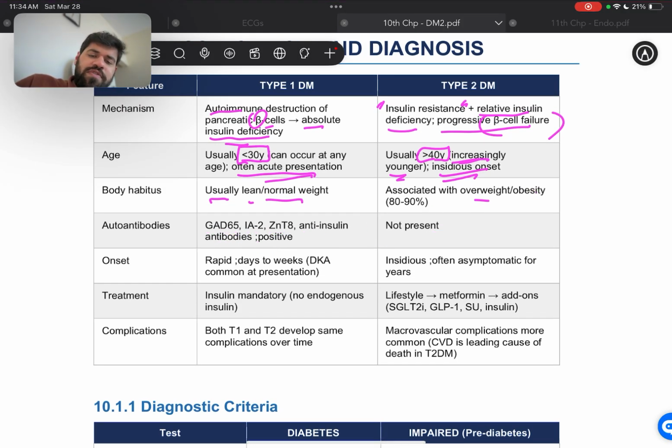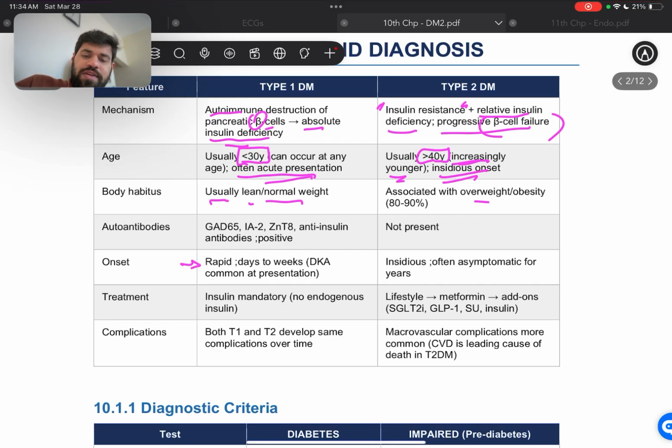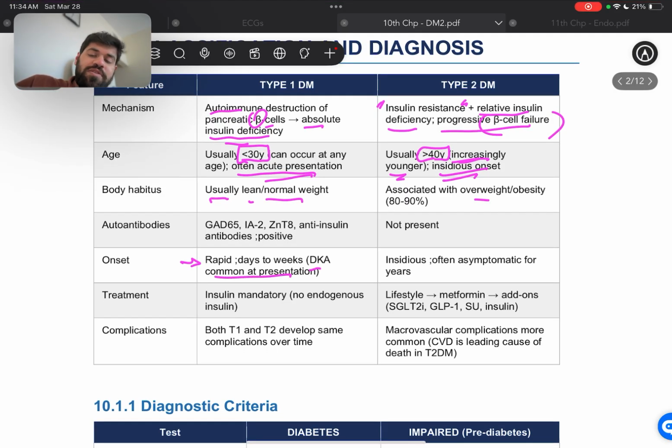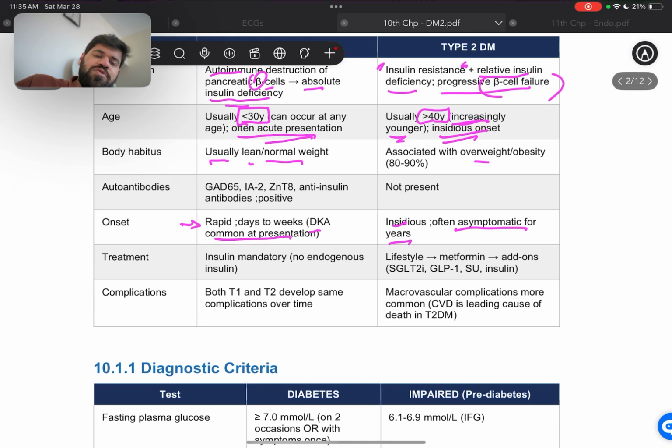Alright, the onset of type 1 diabetes is going to be rapid, from days to weeks, and DKA is a common presentation because it's an acute exacerbation of diabetes mellitus, and the patient does not know they had diabetes mellitus. Whereas for type 2, it's insidious, often asymptomatic for years. Then treatment: insulin is mandatory for type 1, because it doesn't have any endogenous insulin production. Whereas for type 2, we can go for lifestyle modification, metformin, and then we have add-ons such as SGLT2 inhibitors, GLP-1, SUs, and insulin.